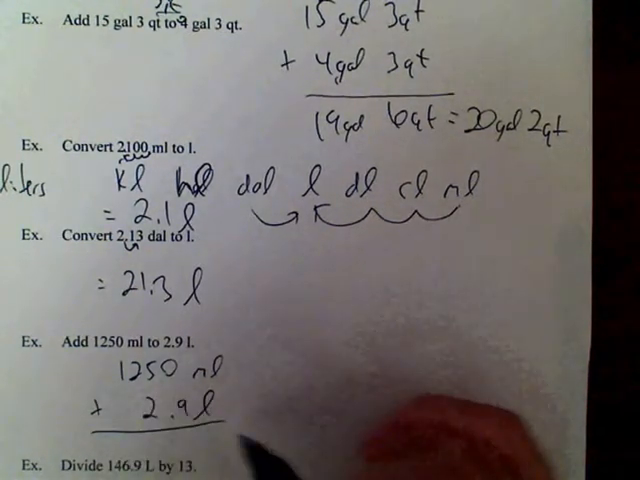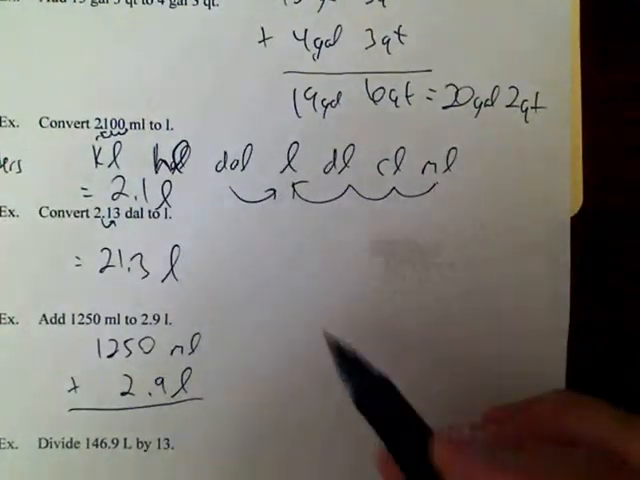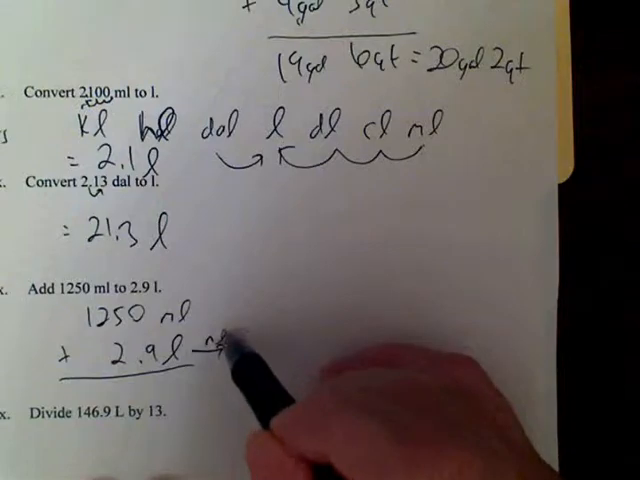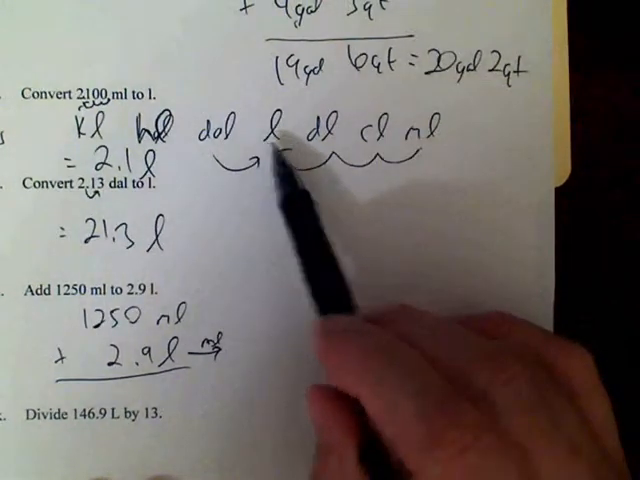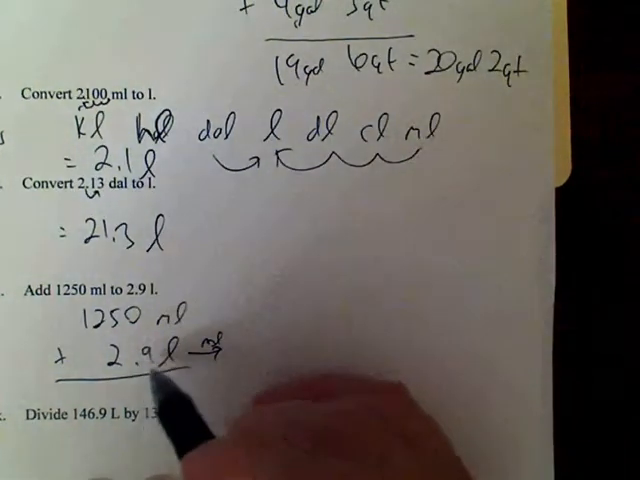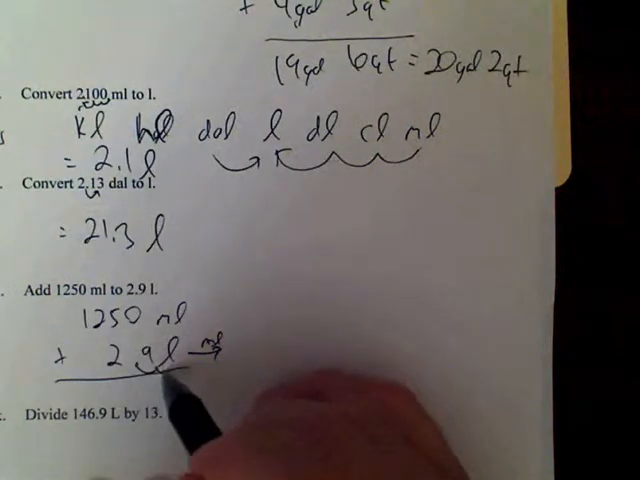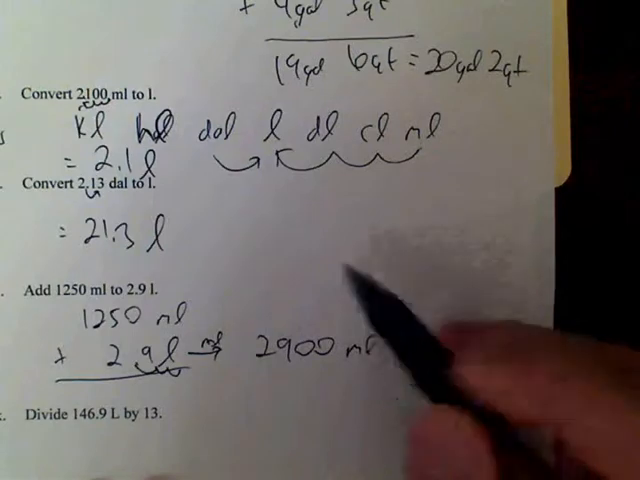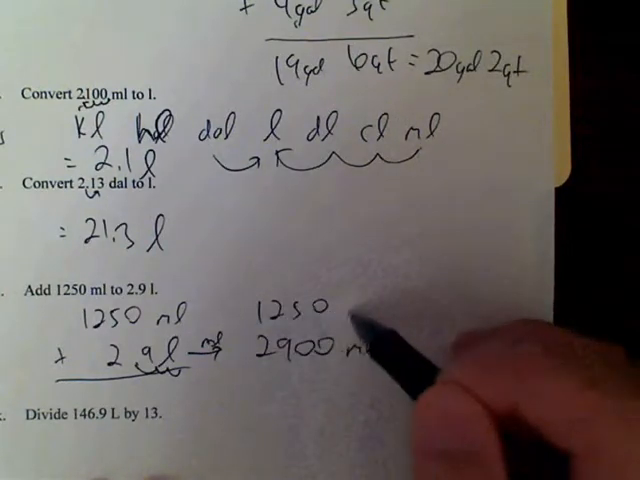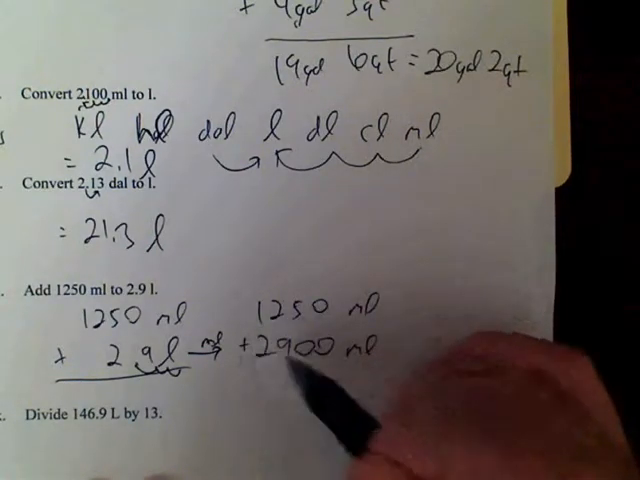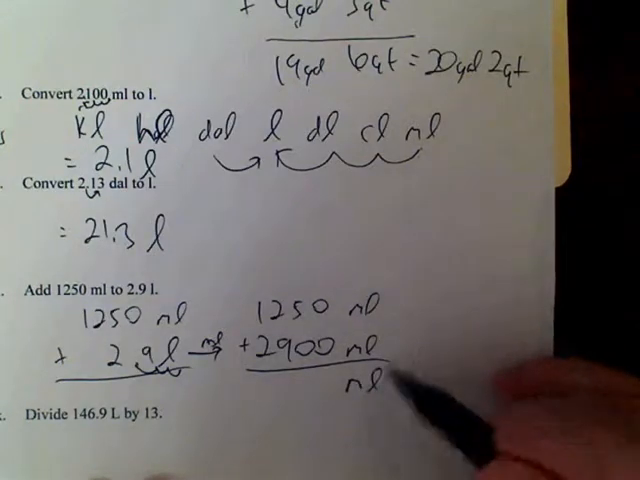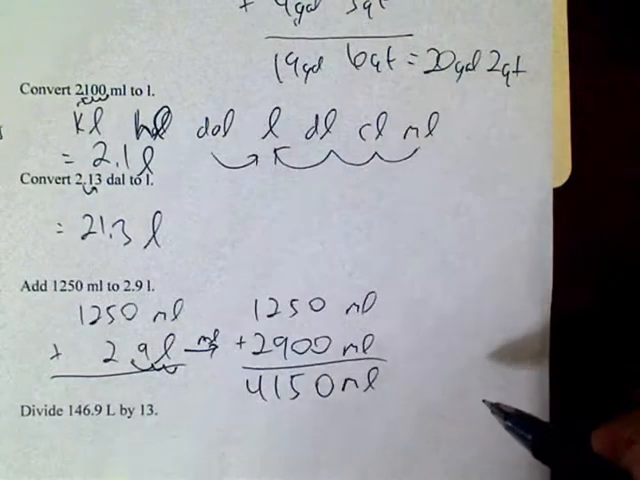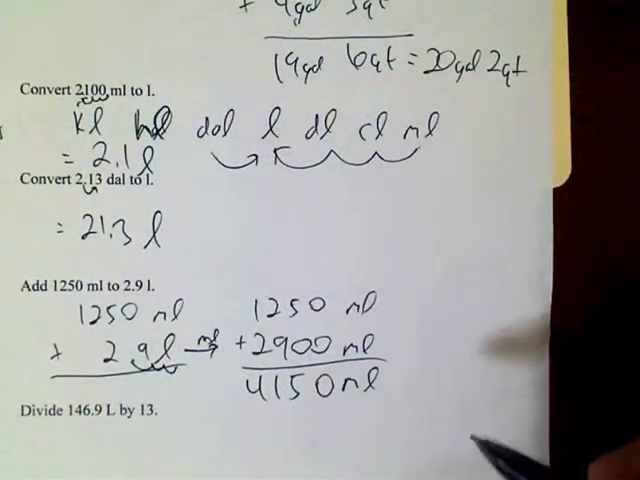1250 milliliters added to 2.9 liters. In order to add those, we need the same units. I like to convert the larger one to the smaller one. So let's go to milliliters. Liters and milliliters. 1, 2, 3 to the right. Take the decimal, move it 3 to the right. 1, 2, 3. Throw in zeros as placeholders. Let's add those two, just like I normally would by hand. We get 4,150 milliliters.